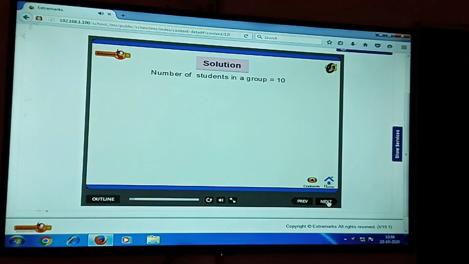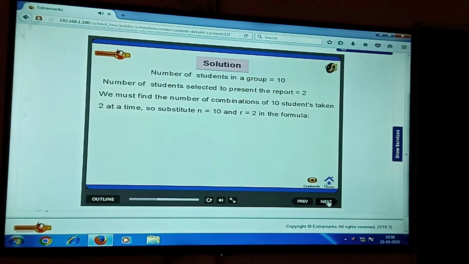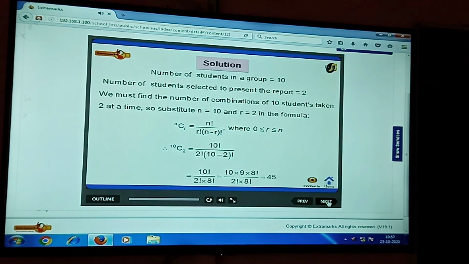Solution. Number of students in a group is equal to 10. Number of students selected to present the report is equal to 2. Since the order is not important here, we must find the number of combinations of 10 students taken 2 at a time. So, substitute n equal to 10 and r equal to 2 in the following formula and solve it further. We get the result as 45. Hence, there are 45 possible ways to choose the 2 students.